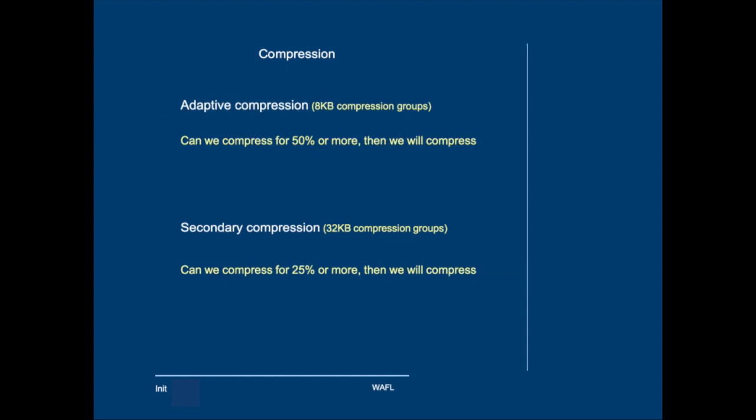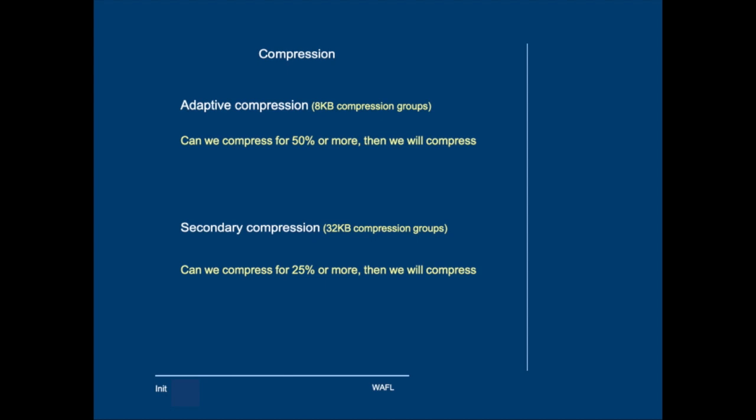Inline adaptive compression means that 8 kilobytes are viewed and ONTAP checks what the compression will bring. The rule is that if an 8K block cannot be compressed by half or more, then compression will not take place. So adaptive compression means that 8K blocks will be compressed by 50% or more, or the blocks will not be compressed at all. For secondary compression, ONTAP works with 32 kilobyte groups, and the minimum compression rate should be 25% or more.